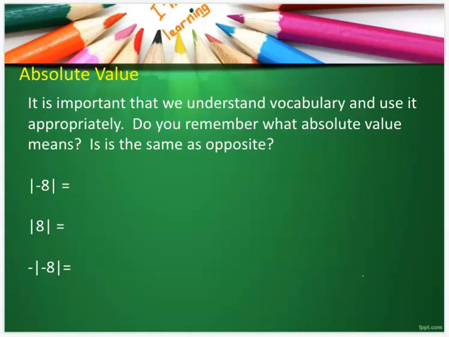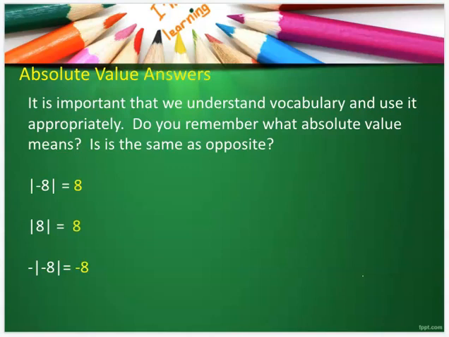So you can try to figure out the absolute value of negative 8, the absolute value of 8, and that last one we would read as the opposite of the absolute value of negative 8. So remember, absolute value is showing distance from 0, and distance we measure in positive values. So try those and then move on.